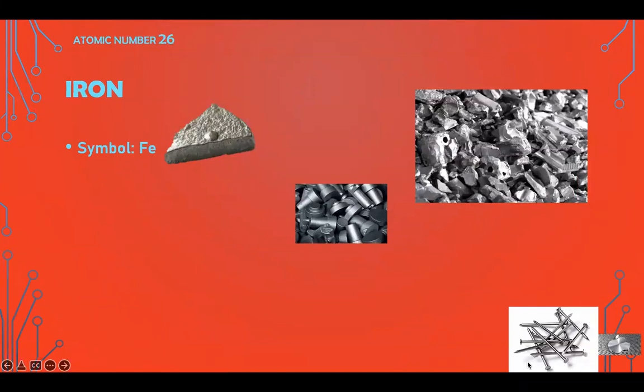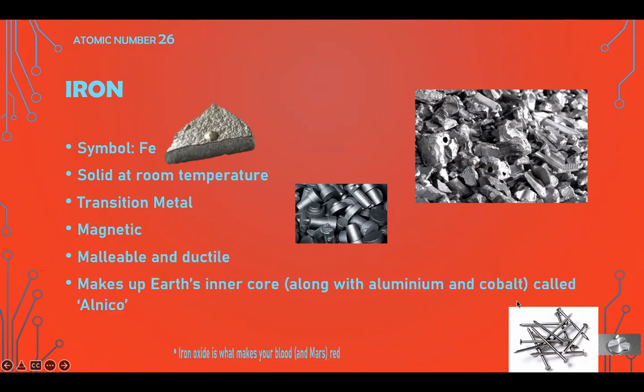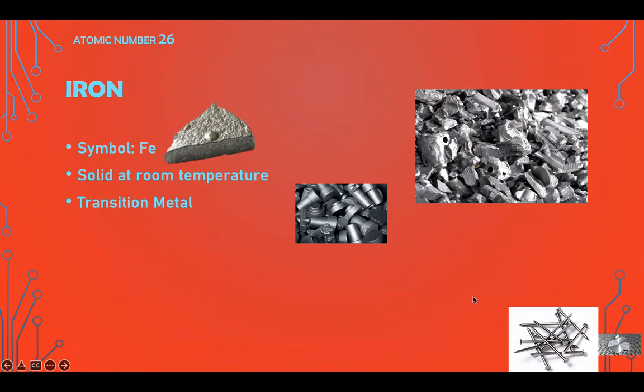Iron, its symbol is Fe, based on its Latin name, which is ferrum. Iron, of course, is a solid at room temperature. It's pretty strong, by the way. Iron is a transition metal. And no, it's not pronounced as iron. What the? Iron has a pretty interesting property, that is ferromagnetism.